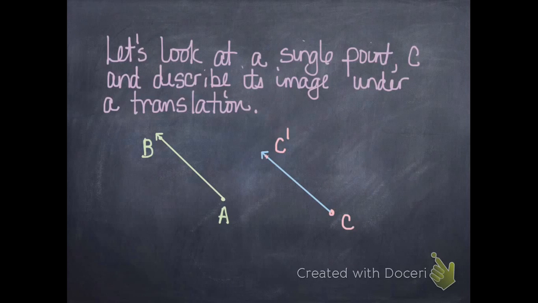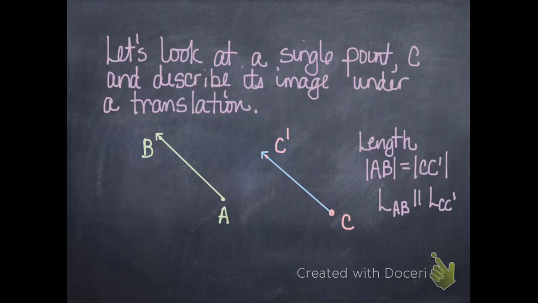If I want to describe this image under this translation, one thing you might notice is that the distance from C to C prime has to be the distance from A to B. So it's the length of the vector. And so the way we can write that is that the length of AB is equal to the length of CC prime, because I've moved it the length of my translation vector. So that seems to make common sense.